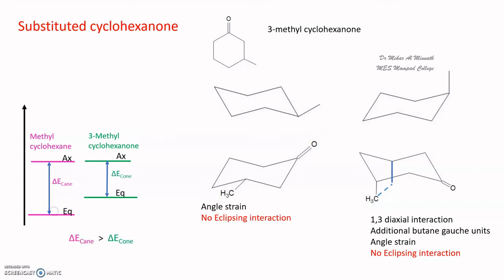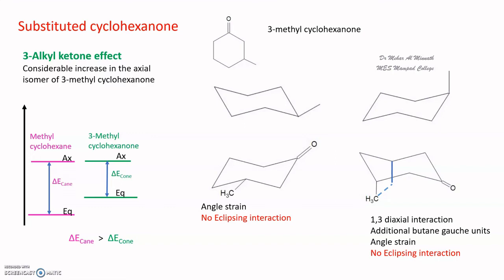So here also there will be a considerable amount of the axial form, because since the energy difference between axial and equatorial is less, there will be more flipping. Okay, so there will be a considerable amount of axial form, and that is called the 3-alkyl ketone effect. Considerable increase in the axial isomer of 3-methyl cyclohexanone. So for substituted cyclohexanone, there will be the 2-alkyl ketone effect and the 3-alkyl ketone effect.